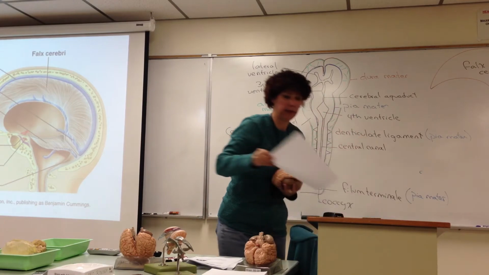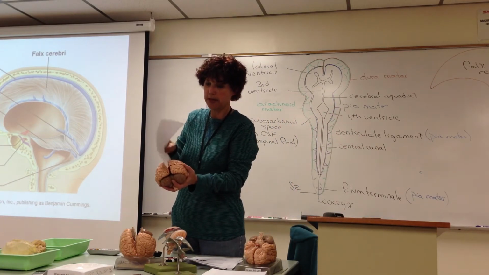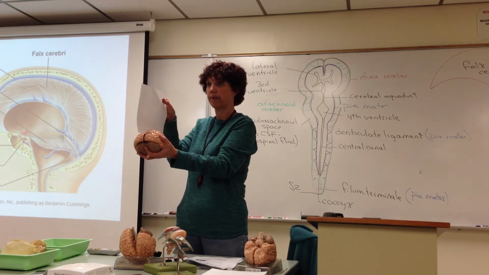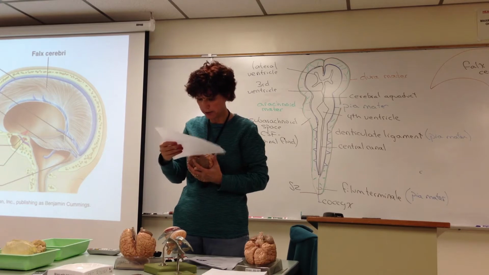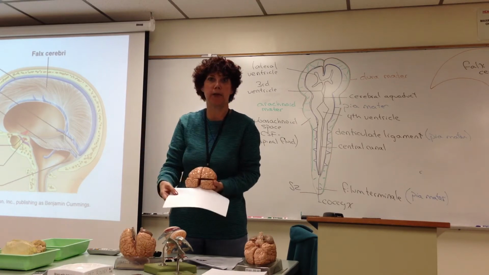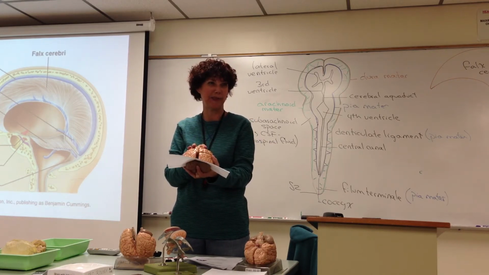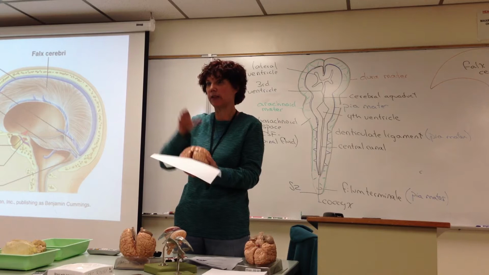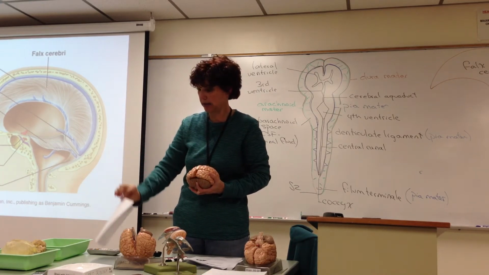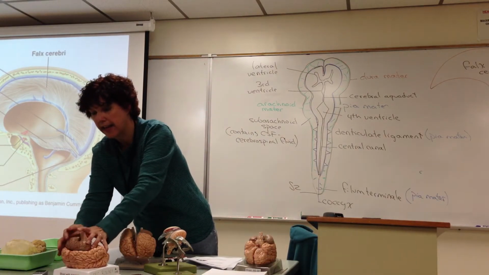So the falx cerebri fits in between the two hemispheres like this, okay? And the tentorium cerebelli fits between the cerebellum and the occipital lobe like that. So it's a horizontal structure, okay? And it's slightly angled like a tent. And again, we have plastic models of these that I'll bring in from the other room that will clarify that.